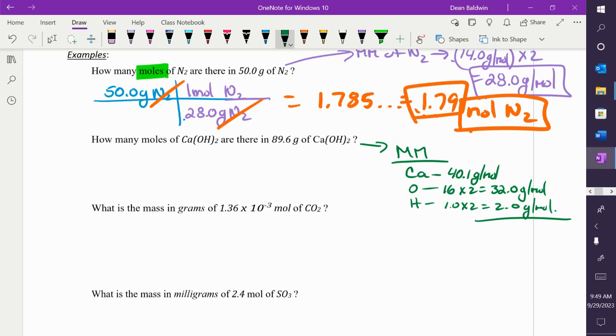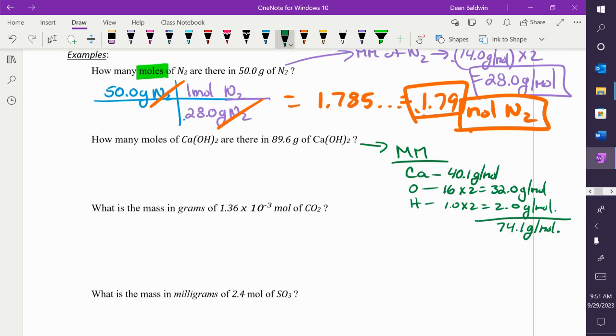So 74.1. You're adding, so it's decimals. You just didn't put a decimal in 16. So we should get 74.1 grams, correct? For the molar mass. It is because we're adding, remember, it's decimals that we look at. And because all of these are to one decimal place, we keep the one decimal place. So 74.1 grams per mole is our molar mass of calcium hydroxide.